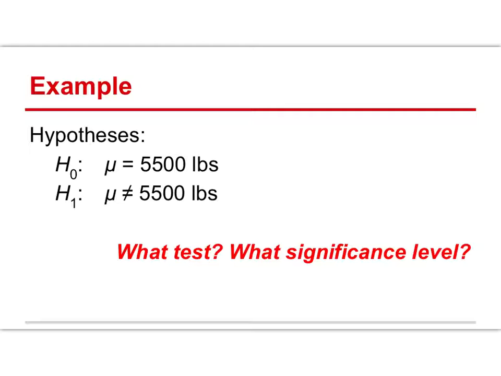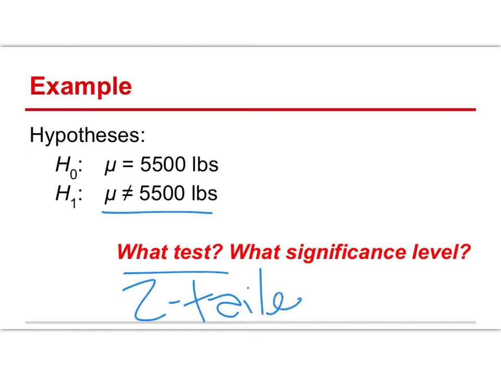There was nothing in the description of the problem that said that it was greater than 5,500 or less than 5,500. It's just the specifications say it should be burning 5,500. So we will conclude that anything that suggests that the mean is not 5,500 pounds is a problem. And that causes us to have the not equal to, that mu is not equal to 5,500 pounds. What test is performed when we have a not equal to? That would be a two-tailed test.